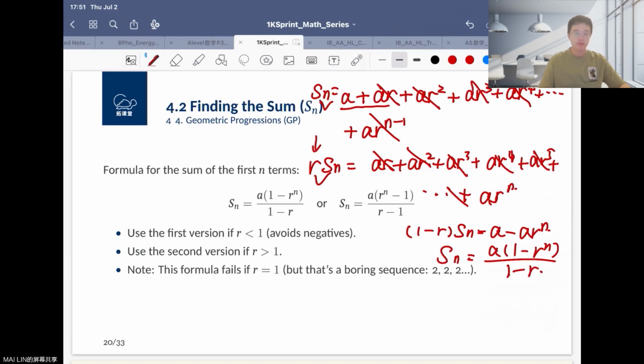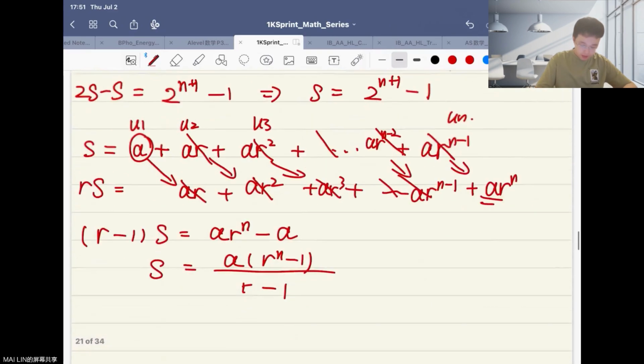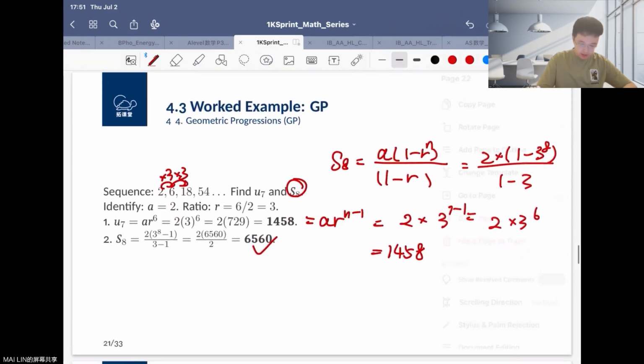So please remember this equation and understand how to use it. Here r means the common ratio, a represents the first term, and n represents the number of terms. Okay, so let's move into a worked example together.